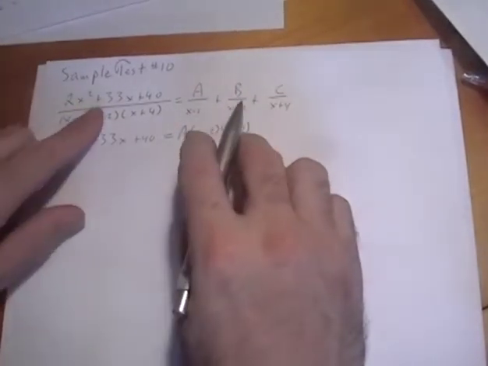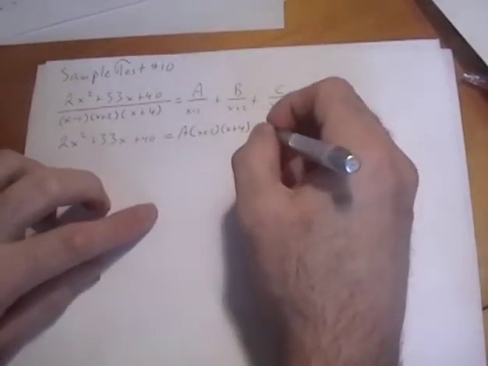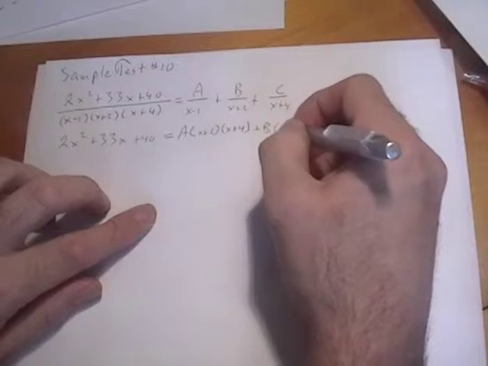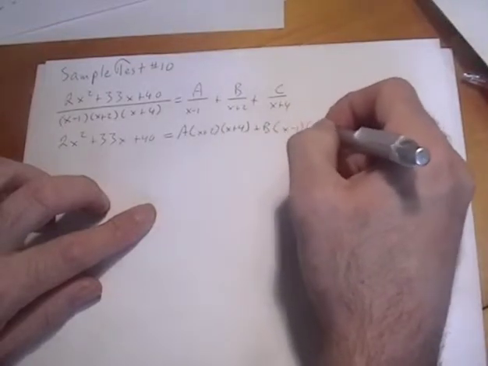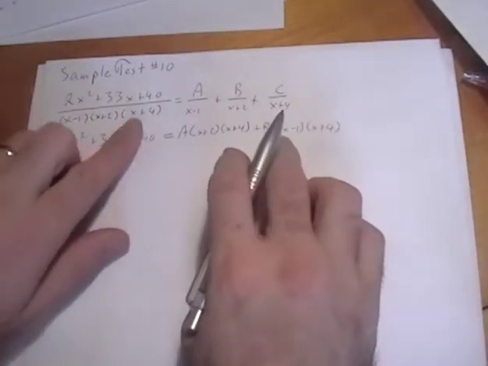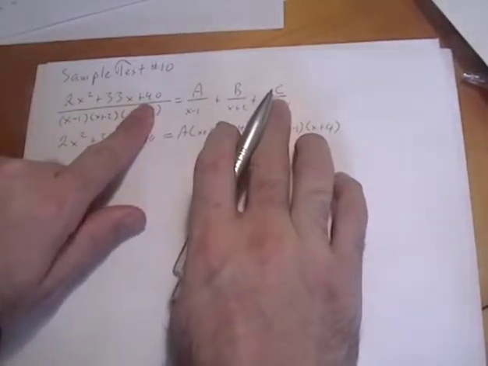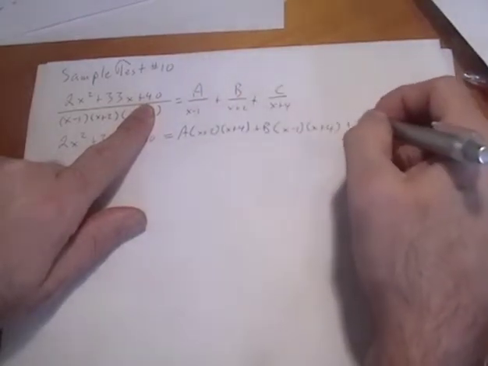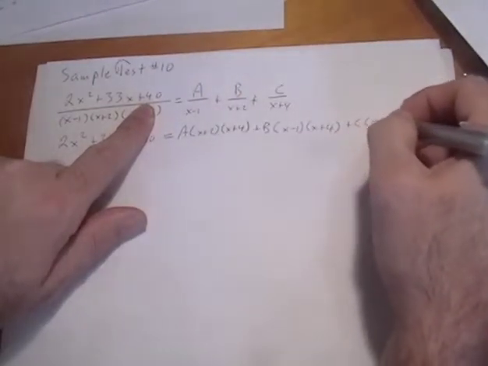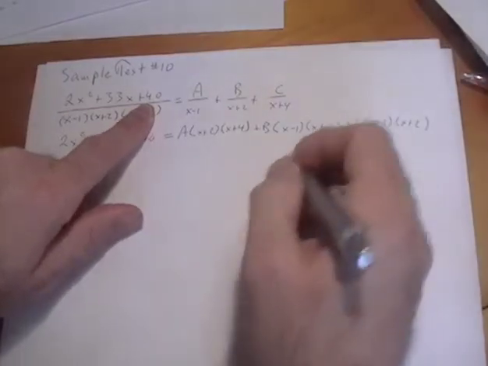When I multiply the B's, it's the x plus 2's which cancel, leaving me with B times x minus 1 times x plus 4. When I multiply the last term, it's the x plus 4's which cancel, leaving me with C times x minus 1 times x plus 2.